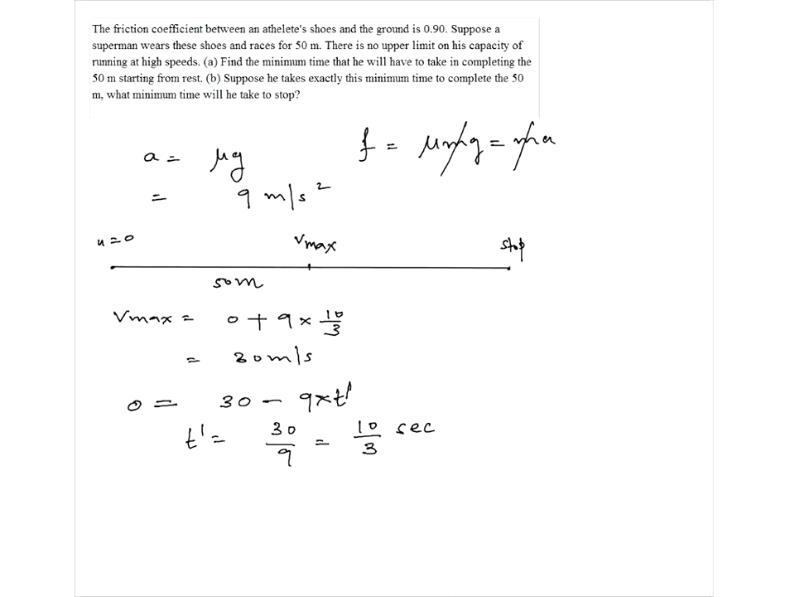So a human may have, a Superman may have tremendous capability, but even he can do nothing about it. Acceleration cannot be more than 9 meter per second square. He can do nothing about it. If he is wearing those shoes, that's the maximum. Yes, he can fly, but the question is not based on that.